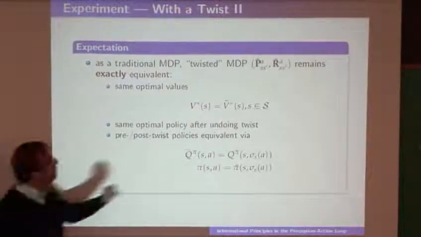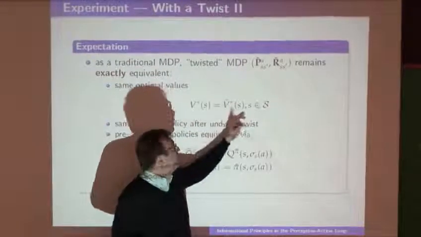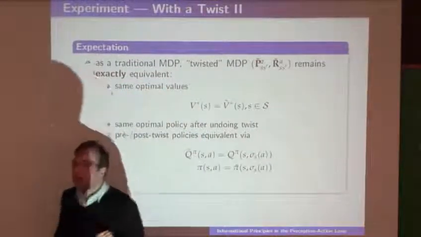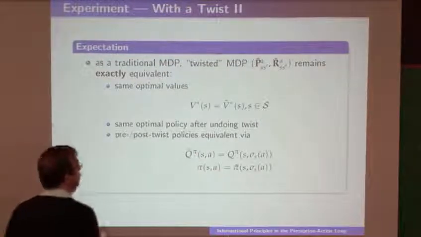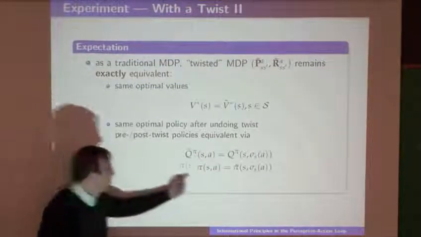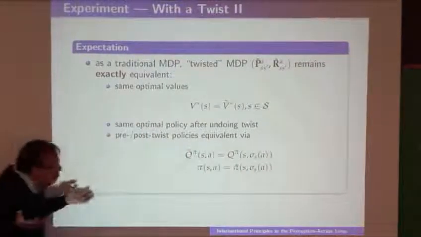In other words, what you expect is, of course, that the optimal values of the original problem should be exactly the optimal values of the twisted problem. No surprises here. This should be happening. It's equivalent, right? You can recompute what your original actions were, and that's how you recompute them. And if you look at the Q values, they're compatible. So essentially, it's the same problem.